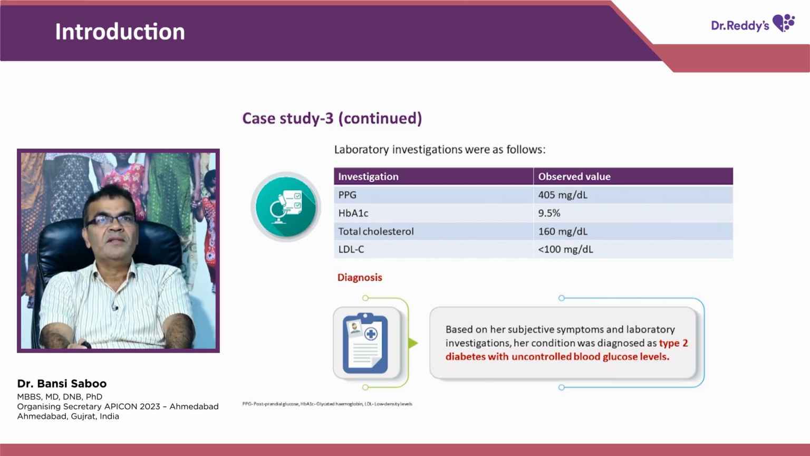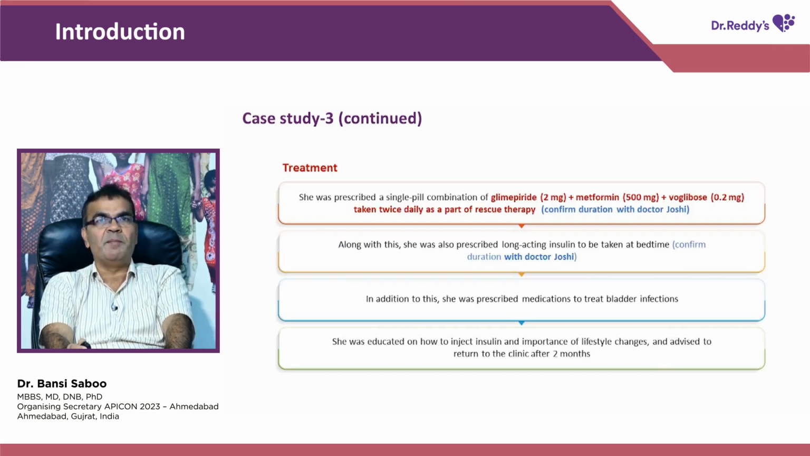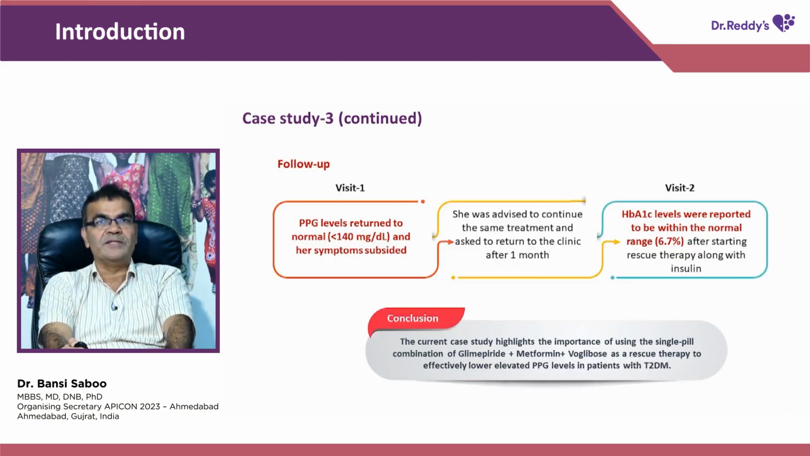For the treatment, she was started on glimepiride, metformin and voglibose, after discussing with the doctor. In addition, she was prescribed medication to treat a bladder infection; urine was cultured, and accordingly we started her on an antibiotic also. After lifestyle changes, she was advised to return to the clinic after 2 months, and at visit 1 the postprandial glucose level had come significantly down to 141. Without putting the patient on insulin, we could achieve the target A1C of less than 7.